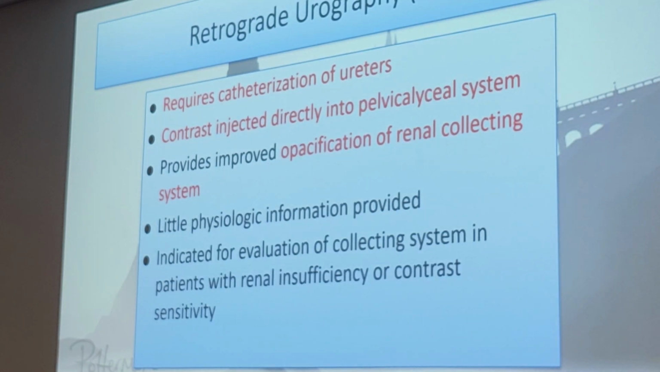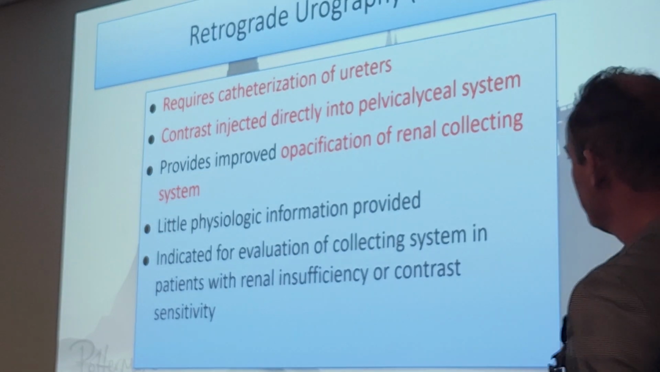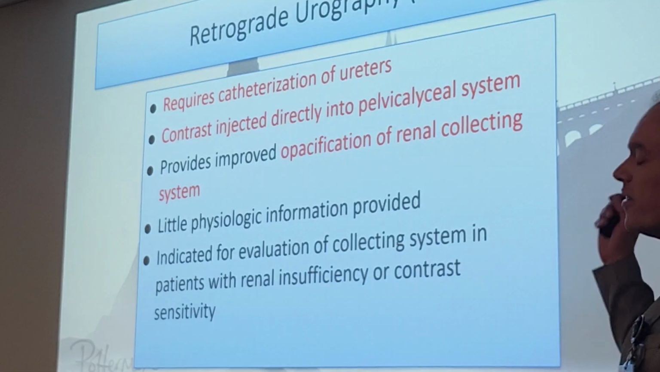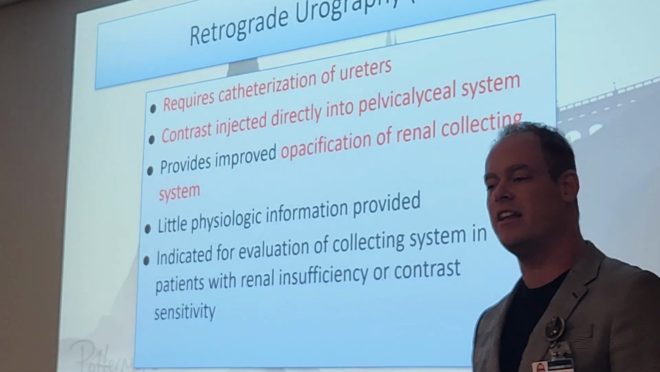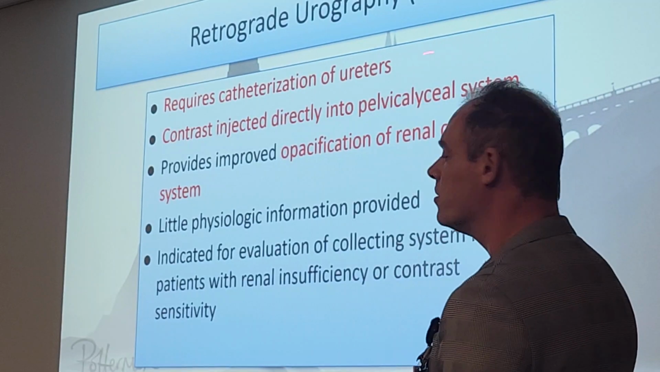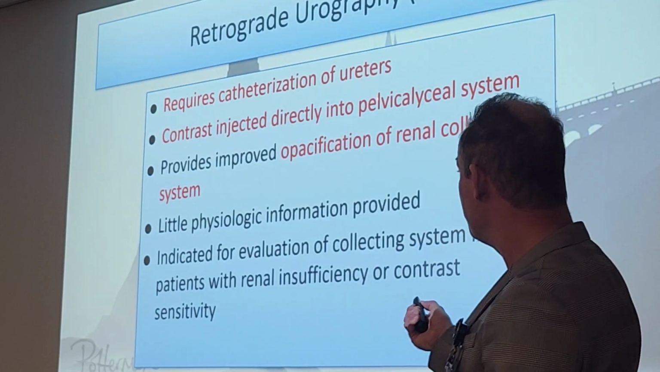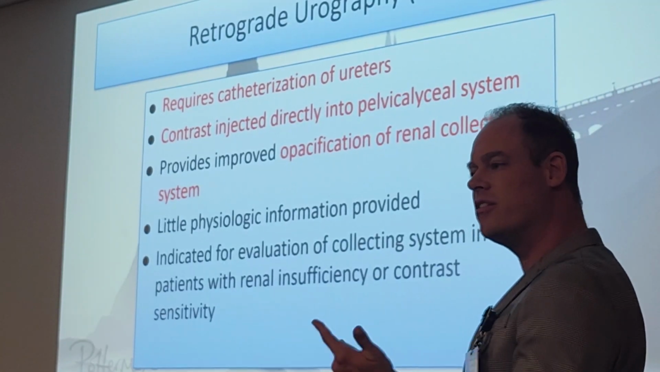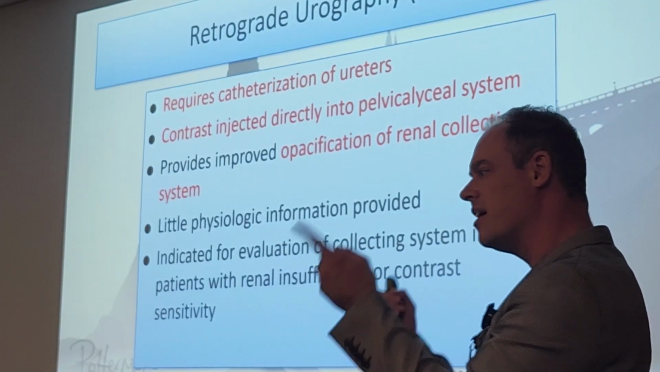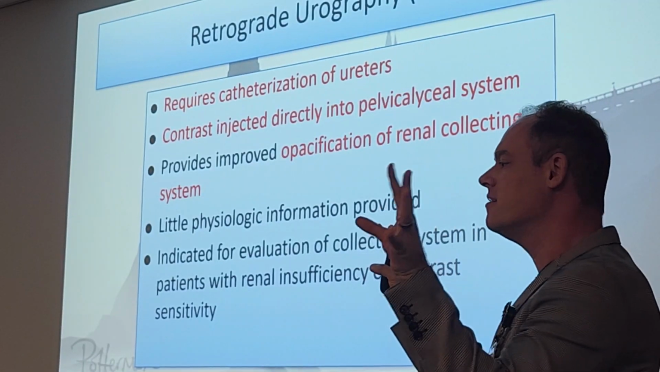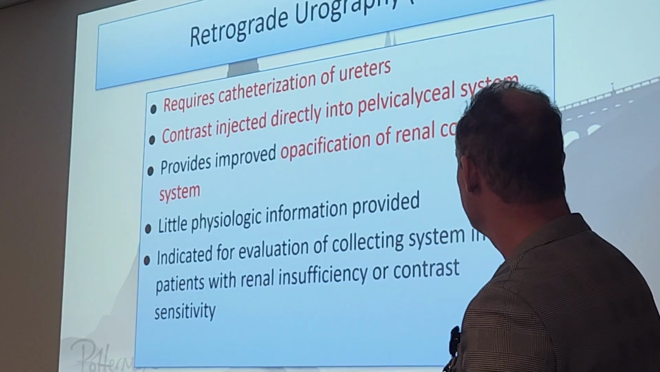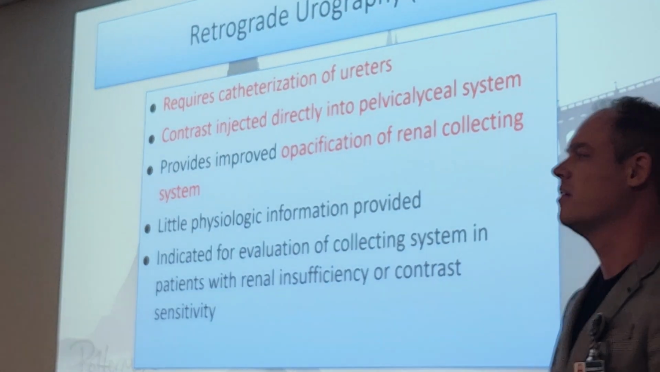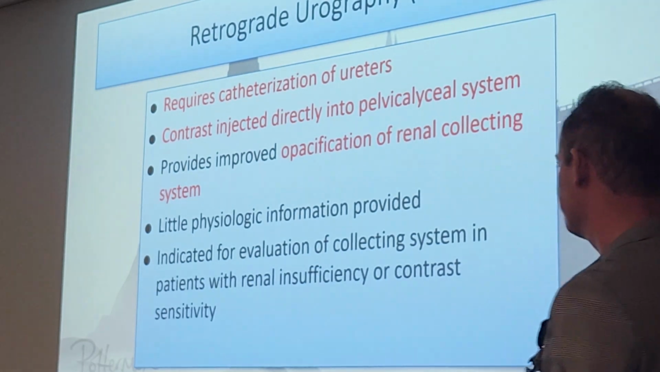So we will inject contrast directly, well, we won't, the urologist will, directly into the pelvic calyceal system. That's a tough word to say. So where do you think that's going into? Renal pelvis and renal calyces. So we're catheterizing the ureters, but we're injecting directly into the renal pelvis and filling up those calyces, major and minor. It's going to give us an opacification of the renal collecting system, good evaluation of the kidneys and how they're functioning.